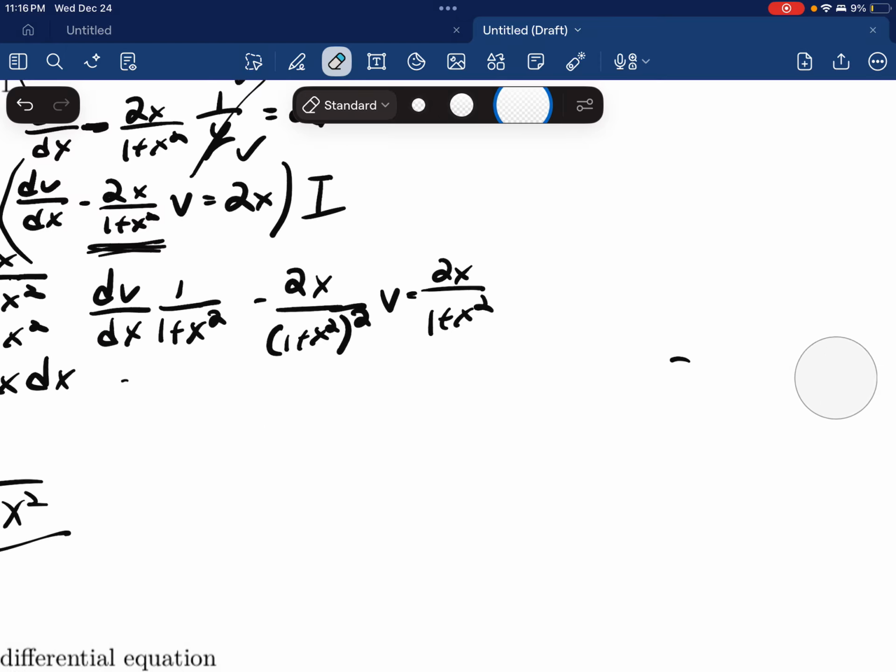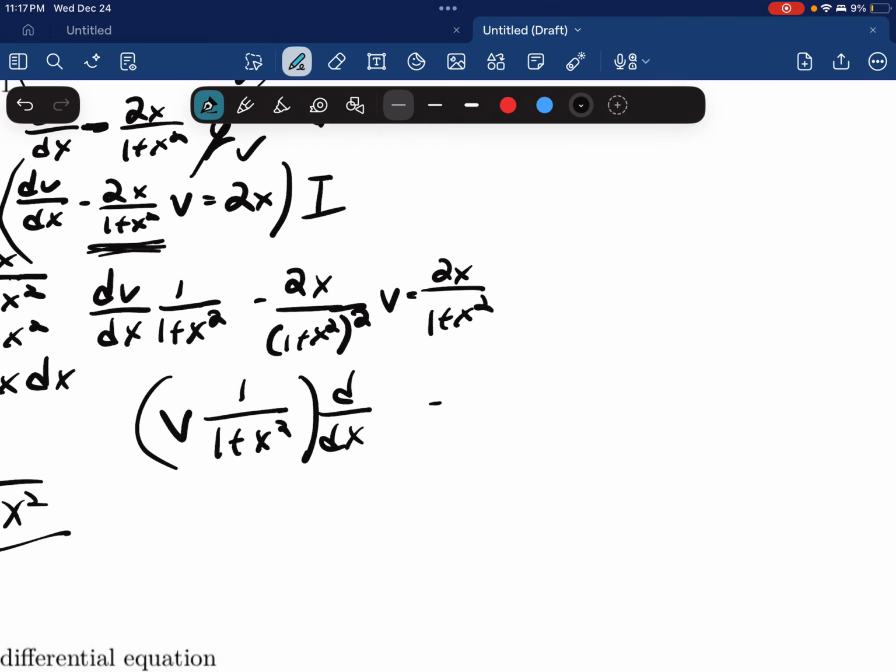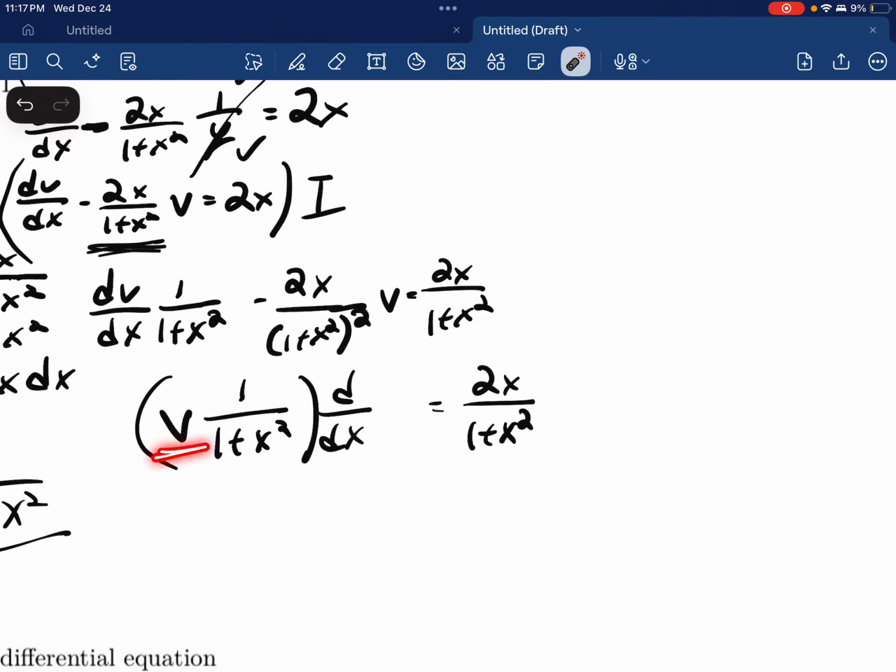Okay, let me just erase this. Okay, so let's look for the product rule. I think the product rule is d over dx of v times 1 over 1 plus x squared equals 2x over 1 plus x squared. Let's test what we said earlier. v was differentiated here, but was left alone here. Or no, 1 over 1 plus x squared was left alone here, but differentiated here.